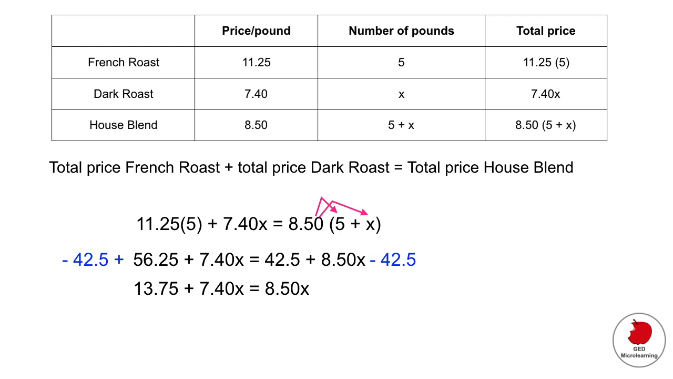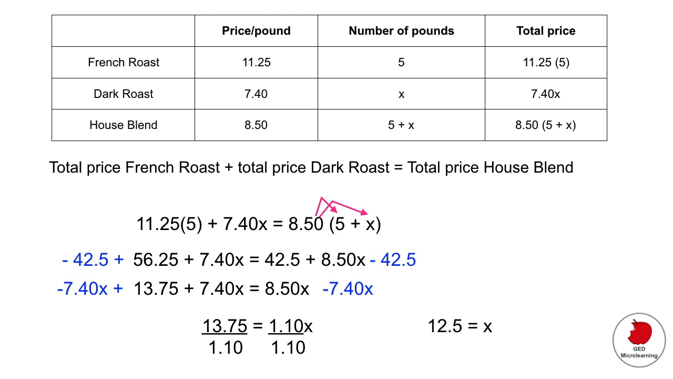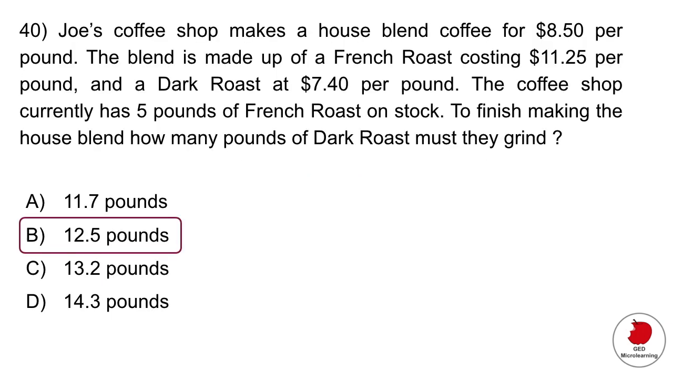And now what we want to do is move that 7.40x on the left side to the right side. Okay, so we would subtract 7.40x from the left side. Remember, we have to do that now on the right side, and that gives us this amount. And now that we've cleaned everything up a little bit, in order to isolate that x, we would divide the right side by 1.10, and we have to do the same thing on the left side. And that gives you 12.5. Okay, so that's the number of pounds that you require to finish making the house blend.